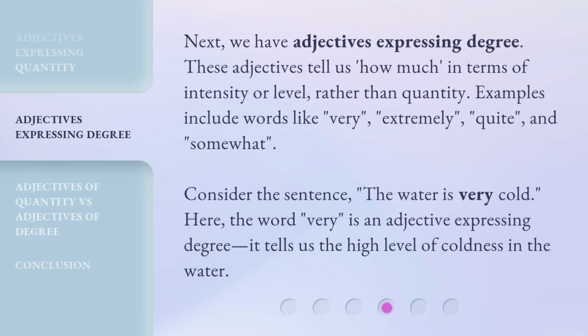Next, we have adjectives expressing degree. These adjectives tell us how much, in terms of intensity or level, rather than quantity. Examples include words like very, extremely, quite, and somewhat. Consider the sentence, the water is very cold. Here, the word very is an adjective expressing degree. It tells us the high level of coldness in the water.